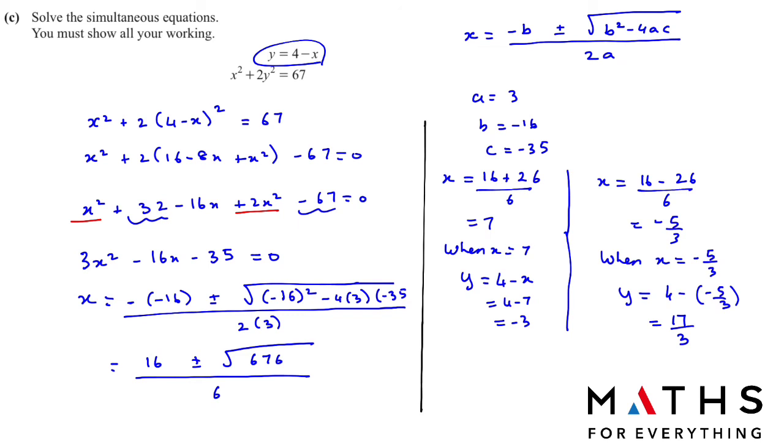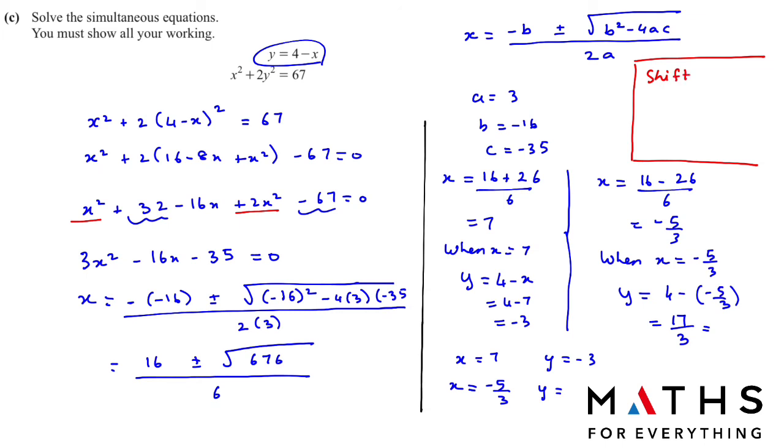Now write your 2 points together. When x is 7, y is negative 3. When x is negative 5 over 3, y is 17 over 3, change it to a mixed number. How do you change it into a mixed number in a calculator? I'm sure most of you know how to do this. So press shift, and then in all the calculators there is a delete button.